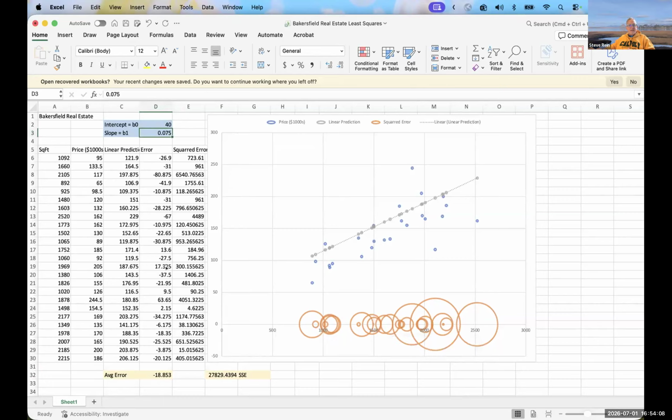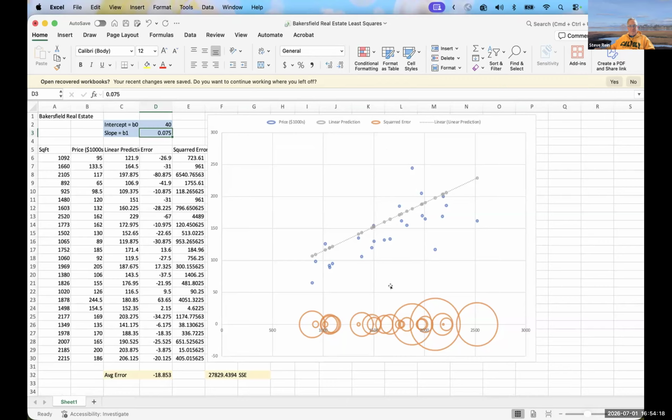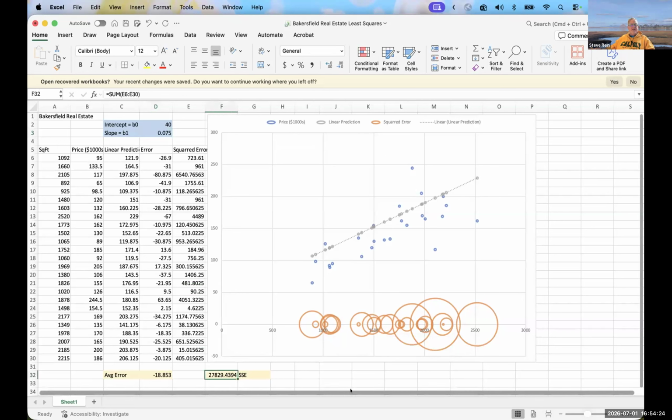But because you hadn't seen the Excel file before and because it's dorky and I wrote it myself, I thought it's just better to explain it than expect that you're going to know how to read the graph. And what are these orange circles? Well, they're the squared errors, and then we're going to add them up, and there's the sum of squared error. That's our objective function that we want to minimize.